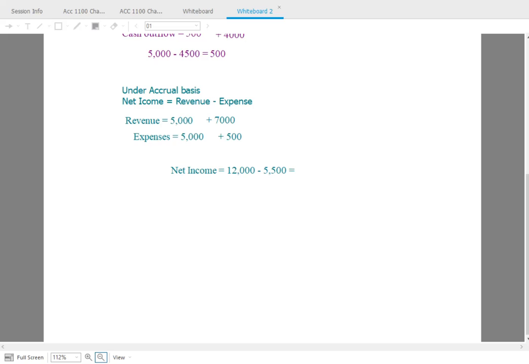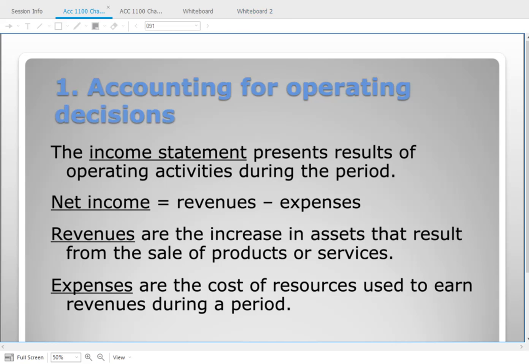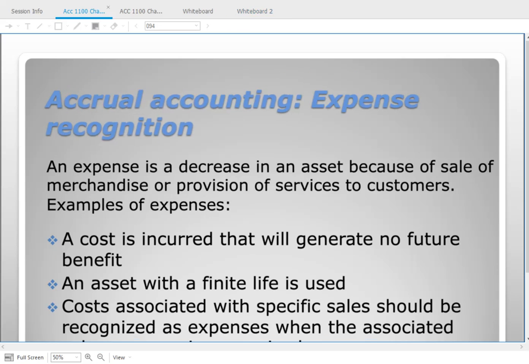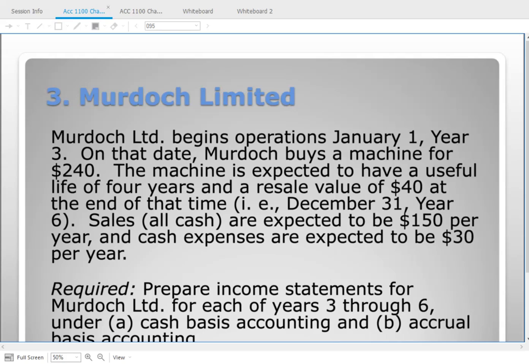Okay, let me solve the example here that you have in your notes. You have a company that began operations on January 1, year 3. On that date, the company buys a machine for 240. The machine is expected to have a useful life of 4 years.